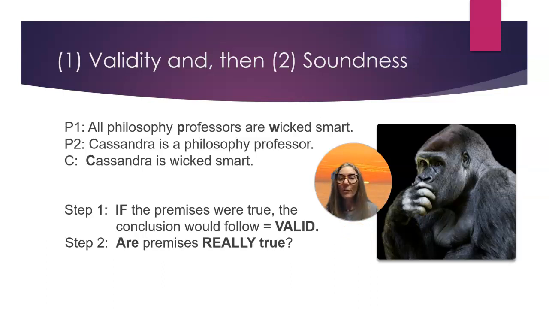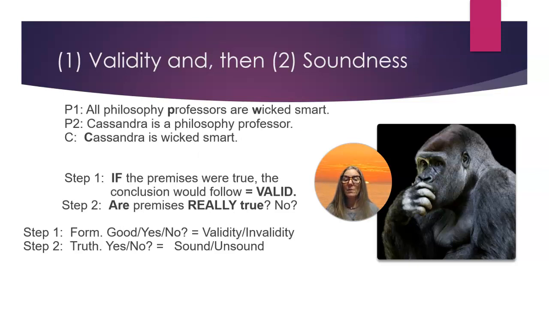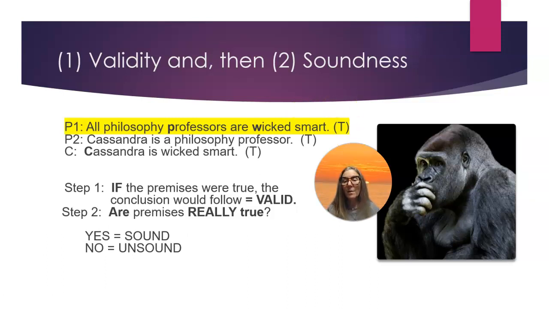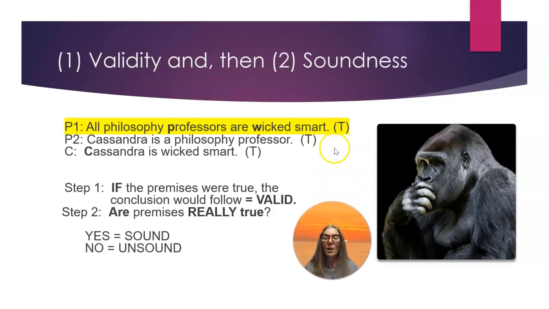The argument is still valid because it's gone through the proper form, but now it's what? It's unsound. If I say, for instance, premise one, I can't say that, or maybe I know someone who's not wicked smart, who is a philosophy professor, then that makes this unsound because I found one premise that's false. Let's make this highlighted so you understand.